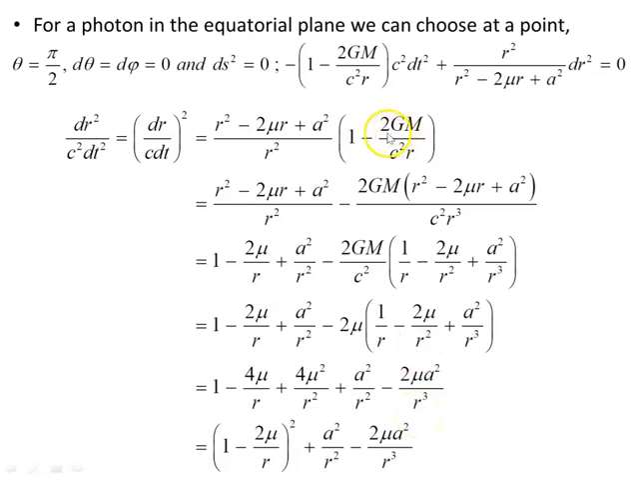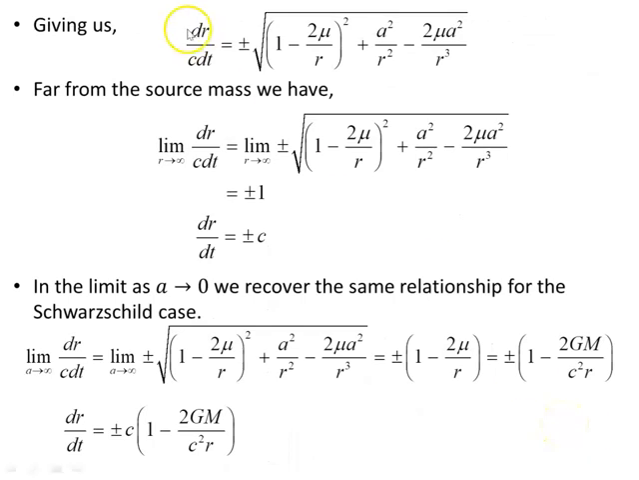And remember, mu was GM on c squared. And so here, we can factor this as 1 minus 2 mu on r all squared, and then the last two terms on the end here, which is very handy. Next bit. All right, so that gives us that dr/(c dt) is plus or minus the square root of all of this.